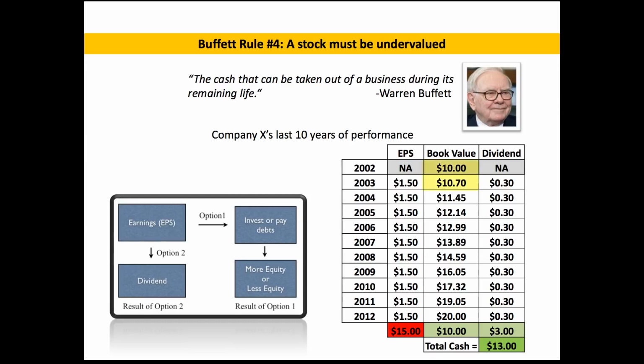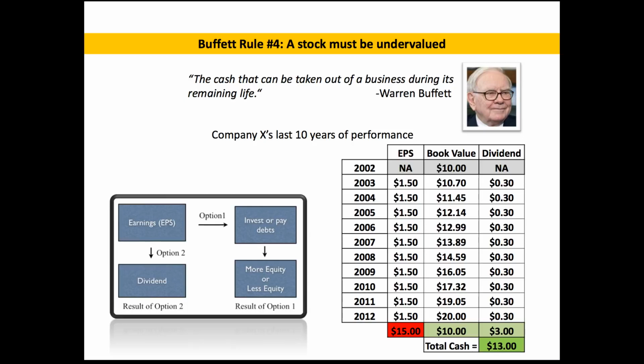The book value increased by 70 cents. Okay? And then we look at the dividend, and they paid a 30-cent dividend. So if we look at how much money that EPS turned into, 70 cents was added to the book value, and 30 cents was paid as the dividend, and 50 cents just disappeared.